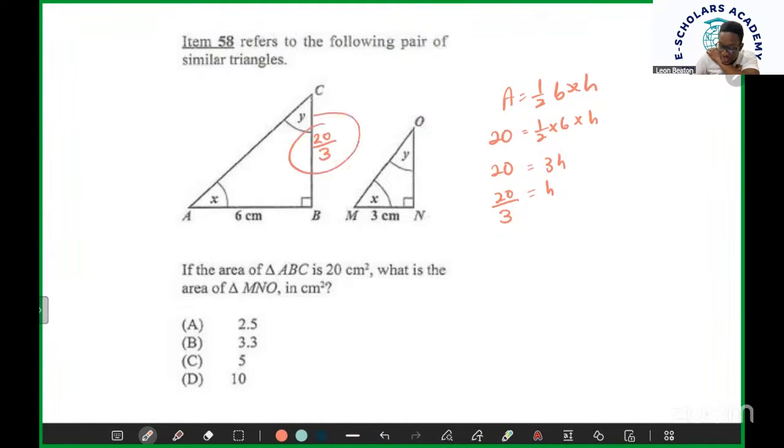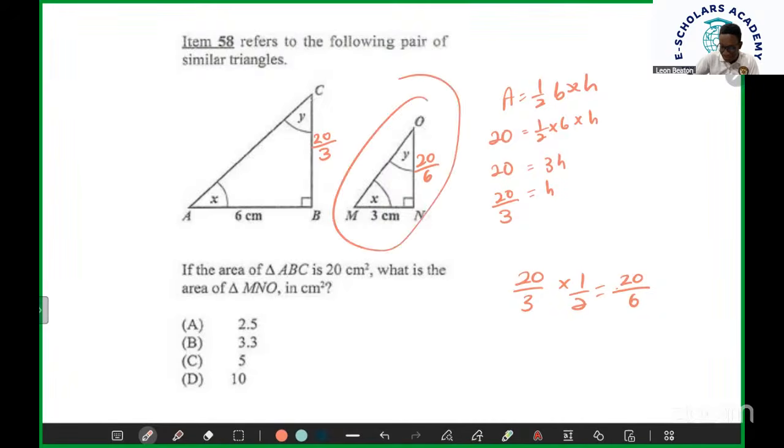Because this side is 20 over 3, and we see this side is 6, and this side is 3, we see this here is dividing by 2 to get this side. So if this side is 20 over 3, if we divide that by 2, we'll get the height for this one. If we divide 20 over 3 by 2, this will be the same as multiplying it by half. This will give us 20 over 6. So this side is 20 over 6. So let's use that to find the area of the other triangle.